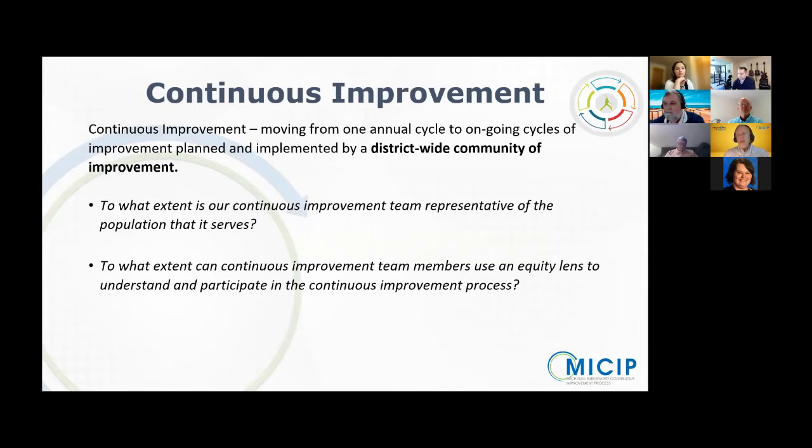And two of the key questions in this context might be those that you're seeing right here. So first of all, to what extent is our continuous improvement team representative of the population that it serves?